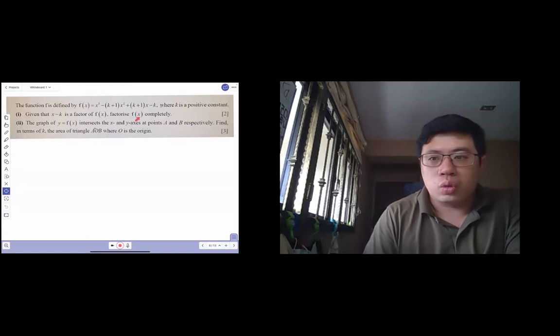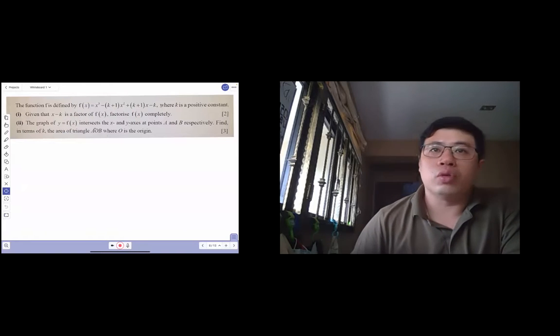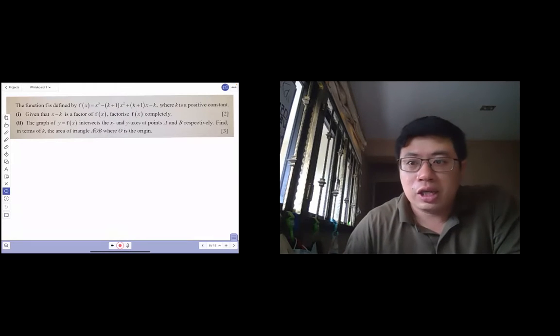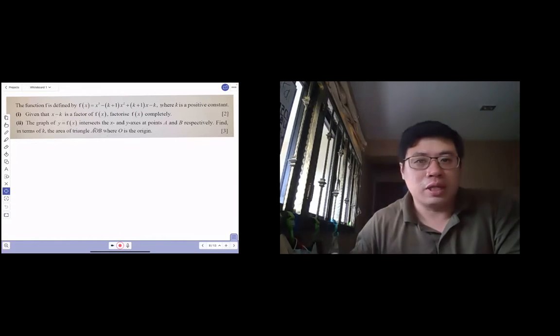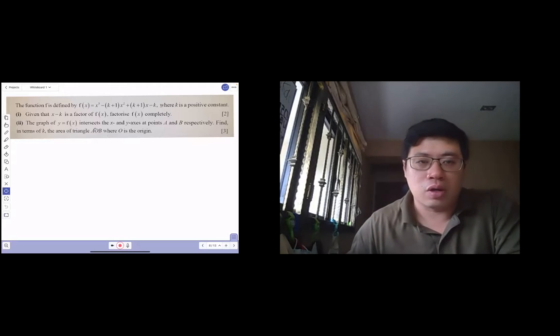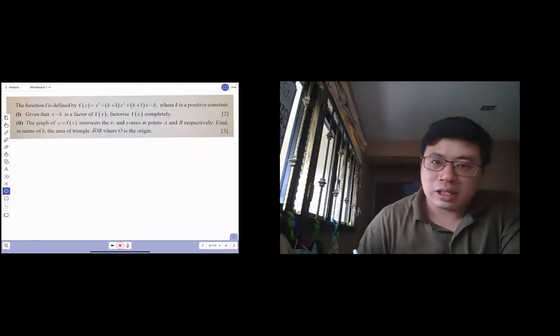Okay, so there are a lot of ways to go about doing this. You can either use comparing coefficients or use the long division method. Here I'm going to show the long division method, which in my opinion is not the fastest, but it's quite safe, because it allows you to check if your answers are correct.